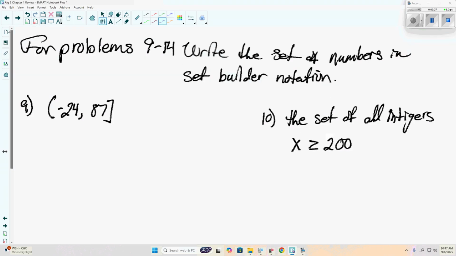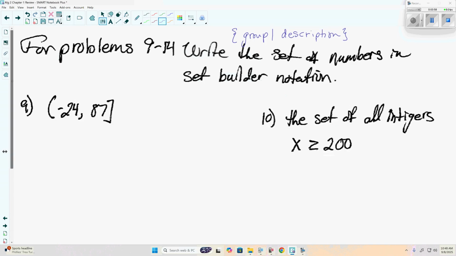All right. 9 through 14, we want to write each set of numbers in set builder notation. Set builder notation is with our braces. The first part is our group of numbers, bar, our description. If the group of numbers is all real numbers, we just go brace x bar. If it has something more specific, we fill that in.